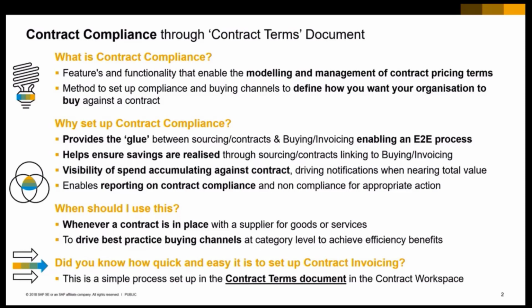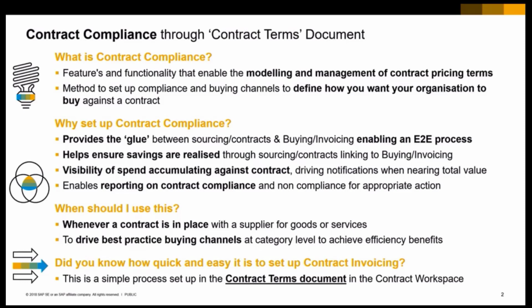So the actual business benefit is to ensure that the actual savings negotiated through sourcing and locked in via your contract don't end there and actually realize savings rather than just savings in a contract. And realized meaning people are actually buying against that contract. So the contract compliance module or contract terms will ensure that all the spend against that contract, once you've set up the contract terms document, will accumulate against that contract. It's also possible to report on that spend on and off contract to take the necessary action to address the spend that is off contract.